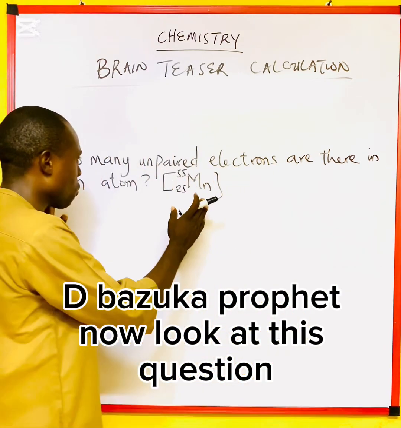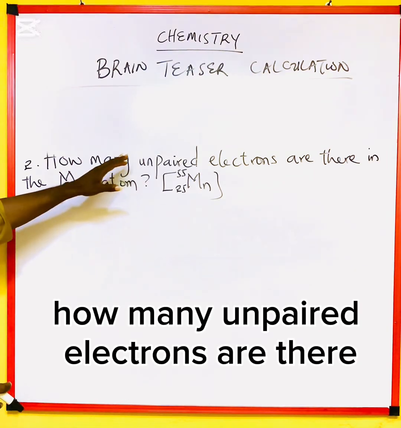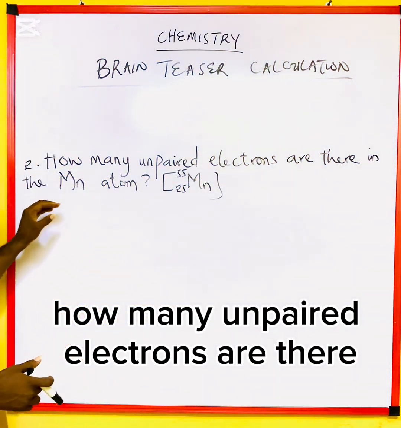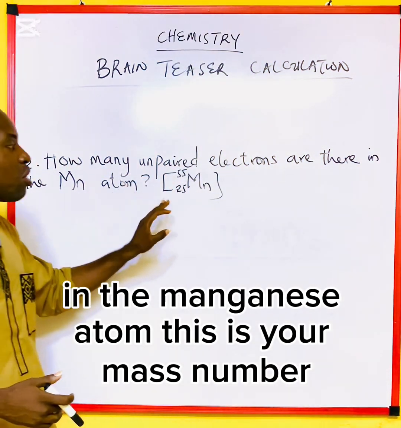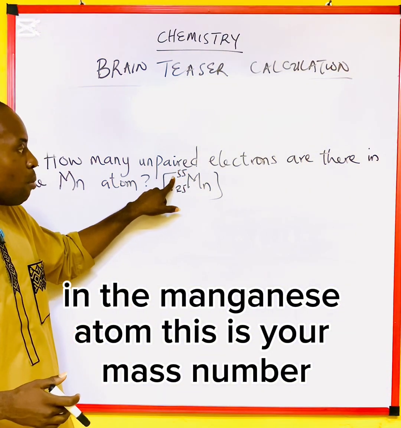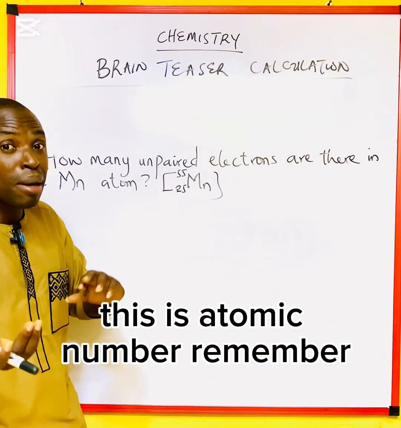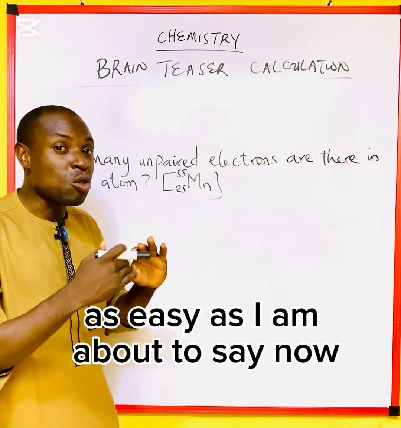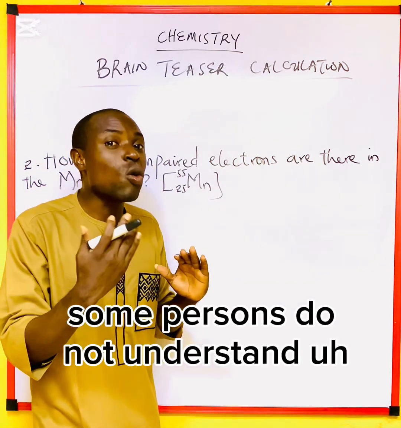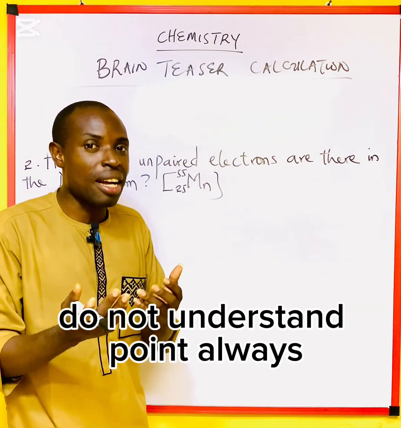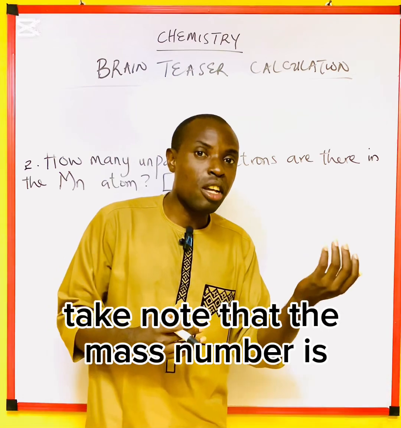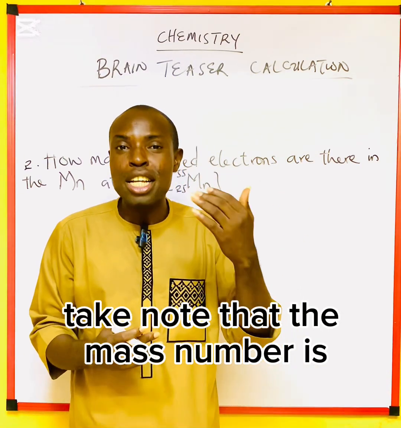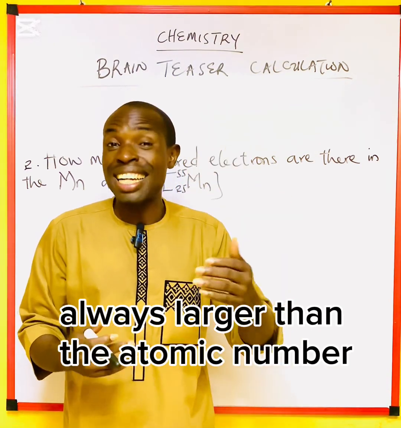Now look at this question. The question says, how many unpaired electrons are there in the manganese atom? This is your mass number, this is your atomic number. Remember, as easy as I'm about to say now, some persons do not understand. Always take note that the mass number is always larger than the atomic number.